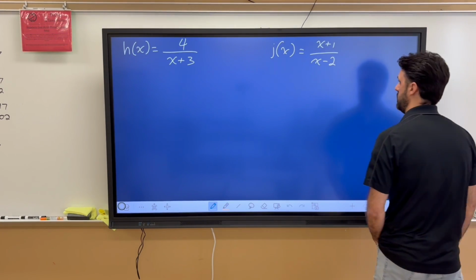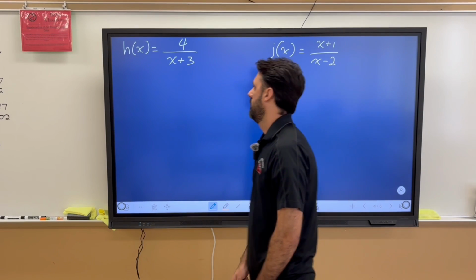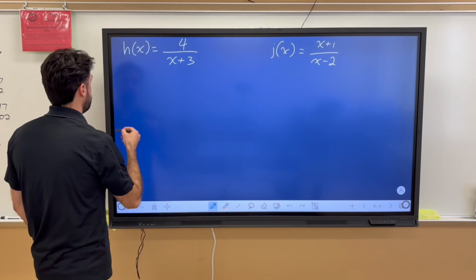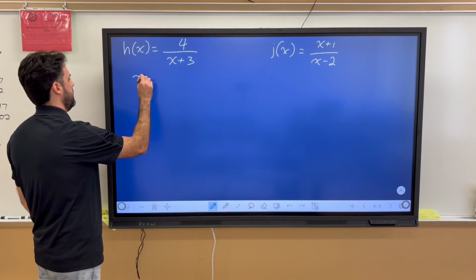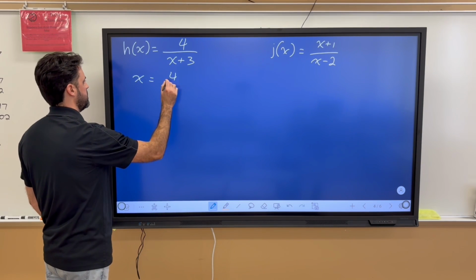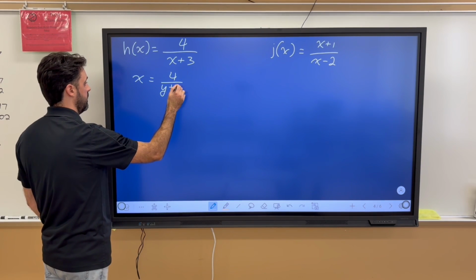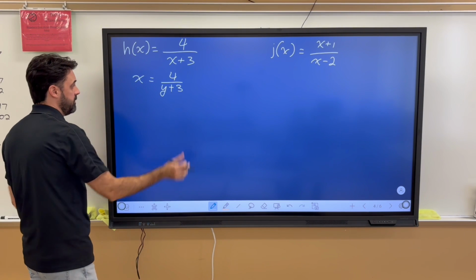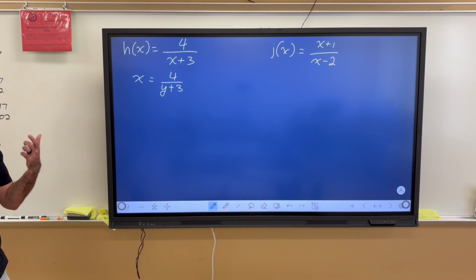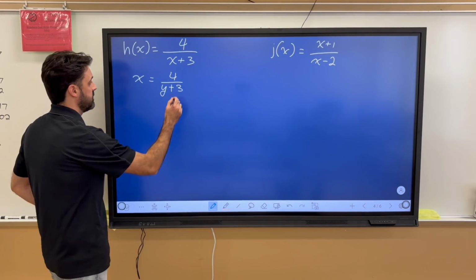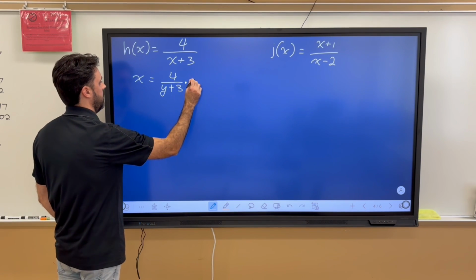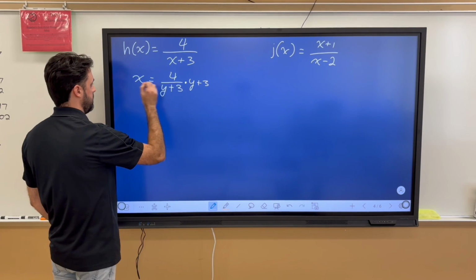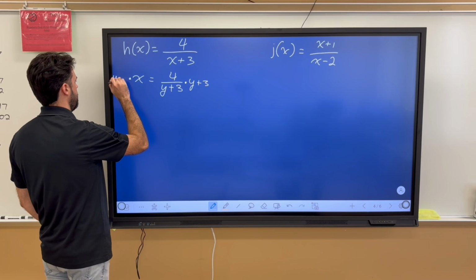All right, 2 more. So same idea. We're just going to find the inverse function. So swap h of x out for x. Replace x with y. Now, y is in the bottom of the fraction. And so to get y out of the bottom of the fraction, we're going to have to multiply both sides by that y plus 3, by the entire denominator.